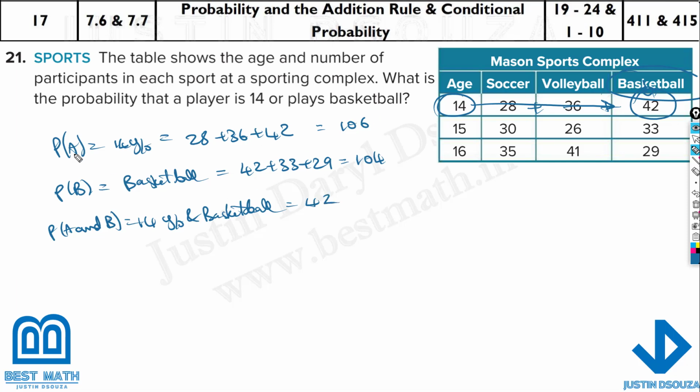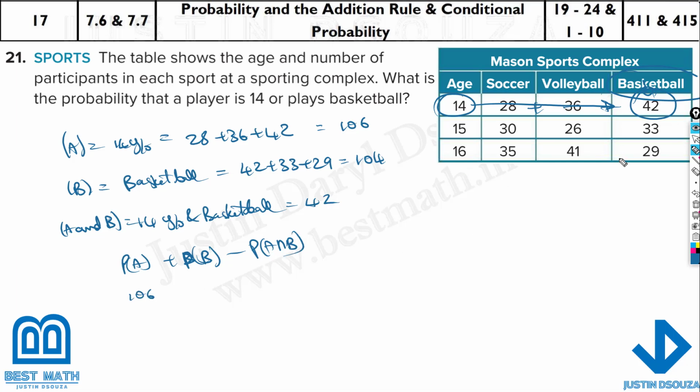Now again I've made a mistake. It's not probability of A, but if I've written probability of A, it should be just A. Let me just make that proper. It's just A, not probability. I'll write the probabilities below. Probability of A plus probability of B minus probability of A and B. Now, how do we write it? Is it 106?